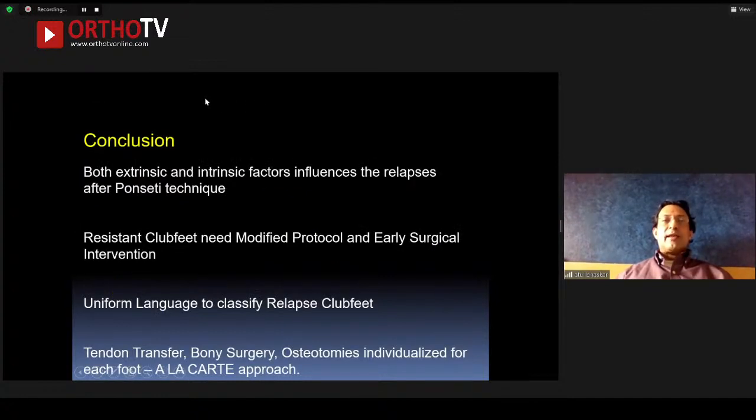So in conclusion, I would like to end my talk, but there are a number of factors which can cause relapses, both extrinsic and intrinsic, some of which may not be under our control. If the feet are resistant, you may try to use a different protocol, which Maulin discussed. Try and classify your feet. Try and use the same standard pattern, whichever classification you follow, so that you have an idea that these feet are getting worse. And that is very important to document.